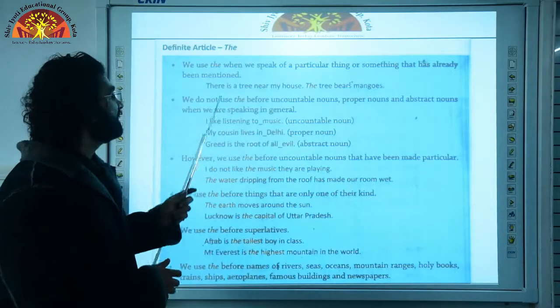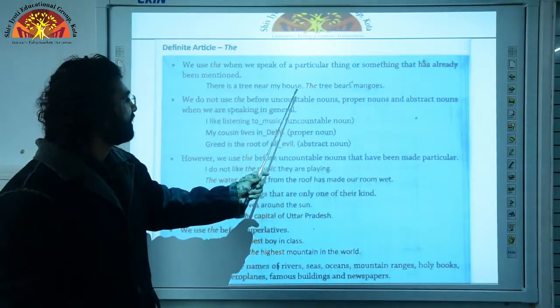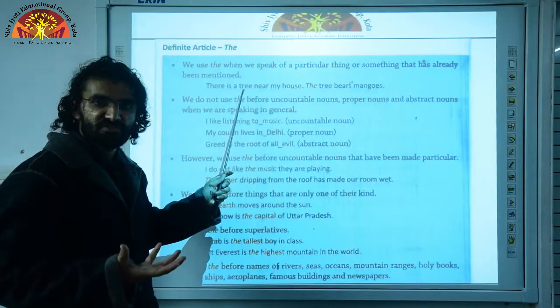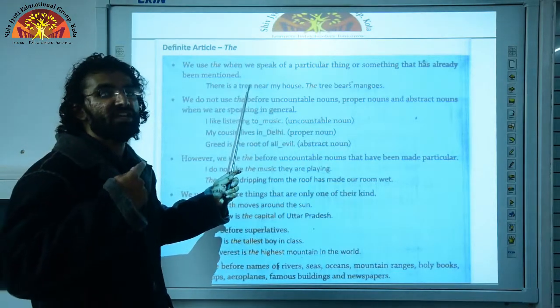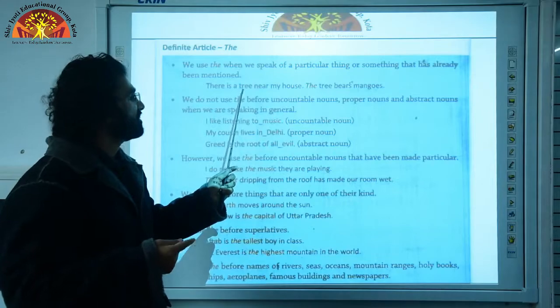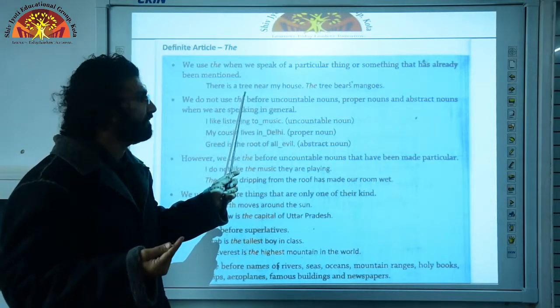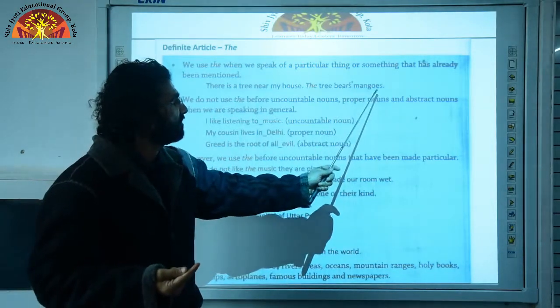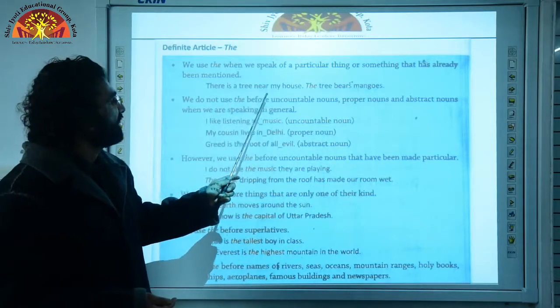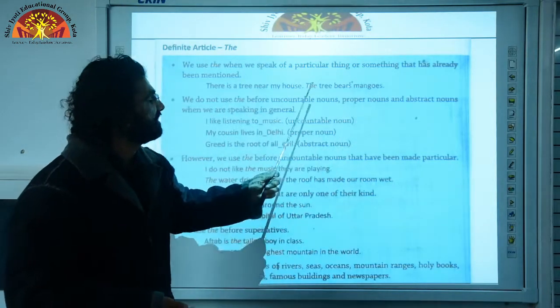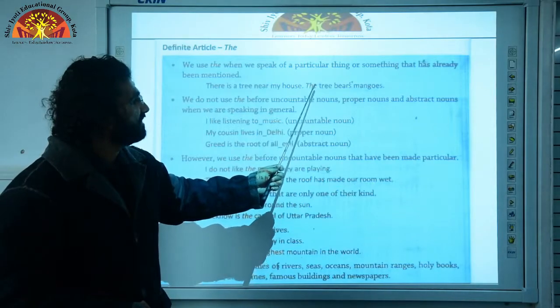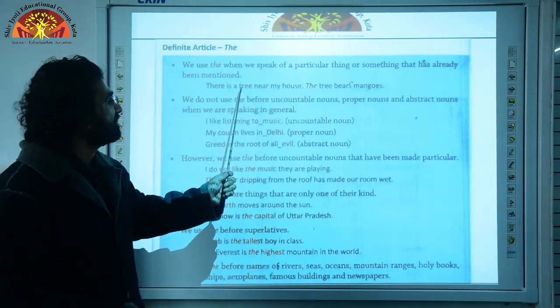See the first one, there is a tree near my house. Tree is already mentioned here. Now we want to mention the tree again. We want to talk about this particular tree again. So we will use "the" with it. The tree bears mangoes. Okay, there is a tree near my house, the tree bears mangoes. Here when we have used this "the" with this tree, we automatically mean this particular tree.